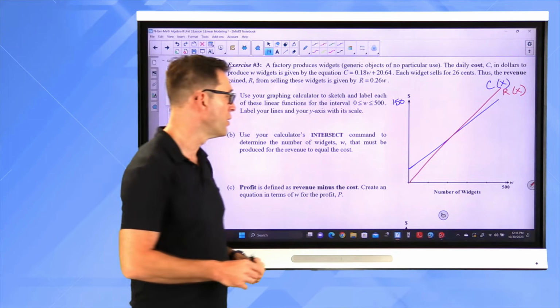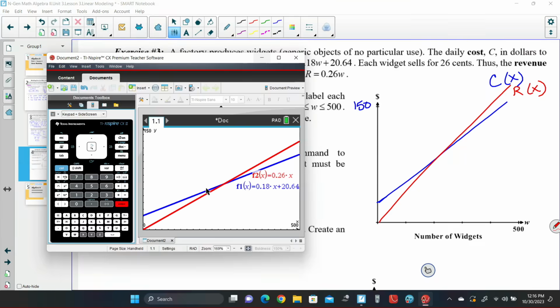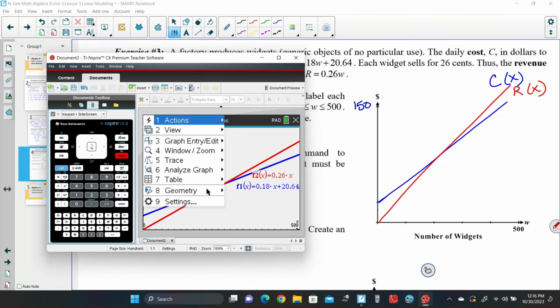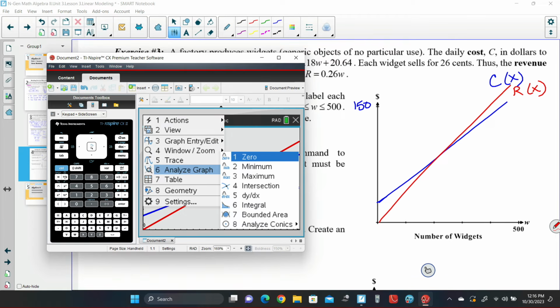All right, here we go. Let's bring up the Inspire. We're going to go into menu. I'm going to go into number 6, which is analyze the graph.